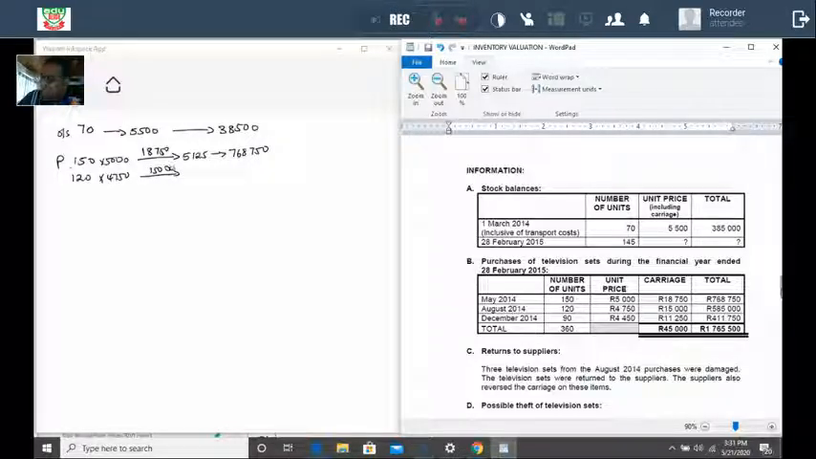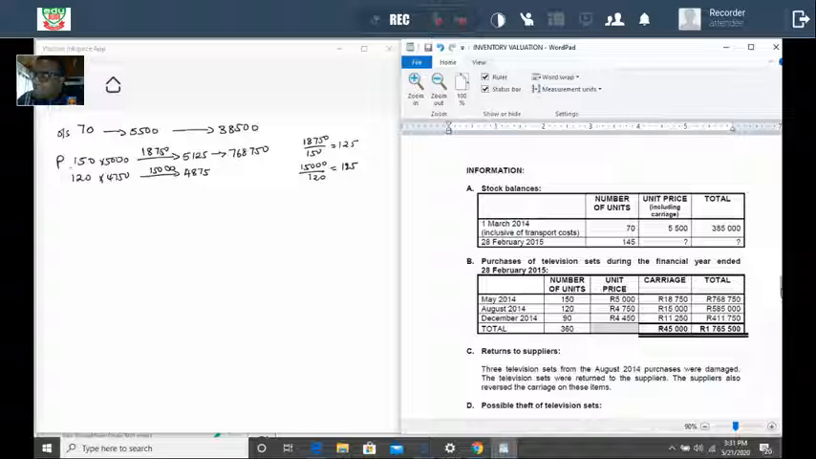Then in August we had 120 that was purchased for 4,750, but we also have a carriage there of 15,000. This 15,000 we divide by 120 to get each unit. So this will increase our unit price to 4,875. For those of you who don't understand, if I take this 18,750 and divide by 150 here, it gives me 125 added. Similarly here, if I take the carriage of 15,000 and divide it by the number of units, it's going to add also to my cost here.